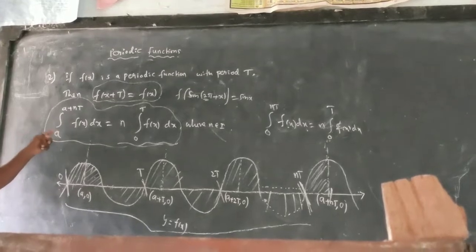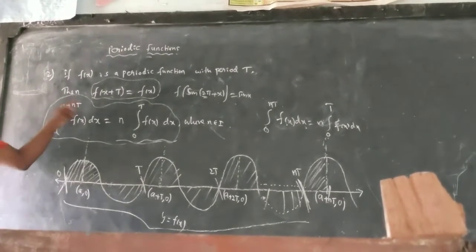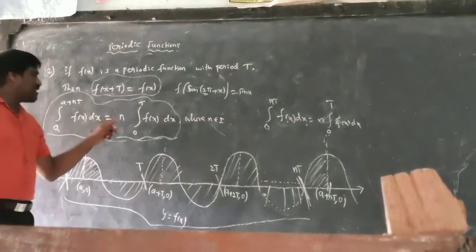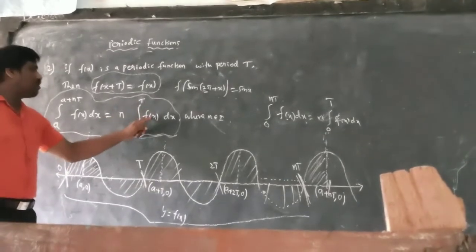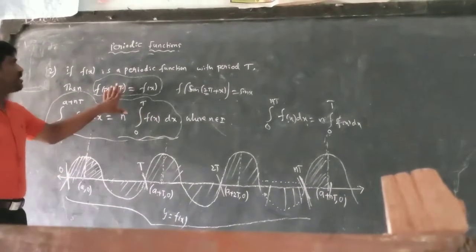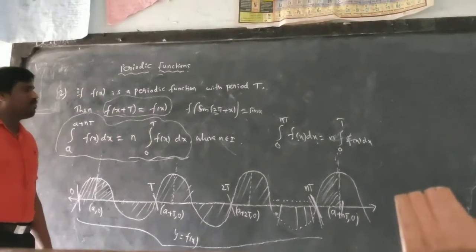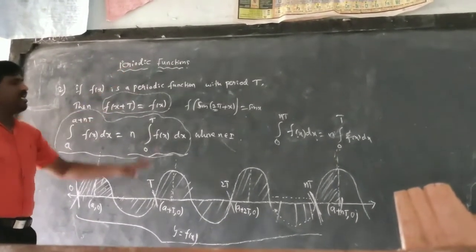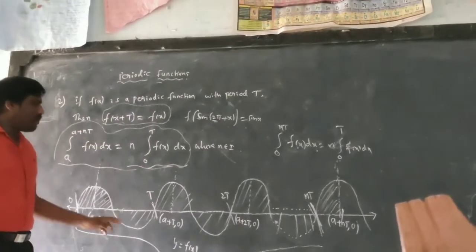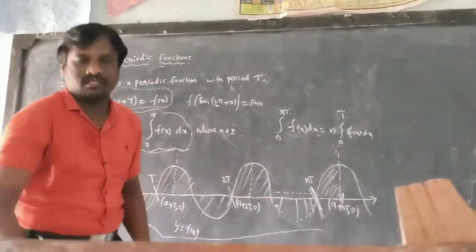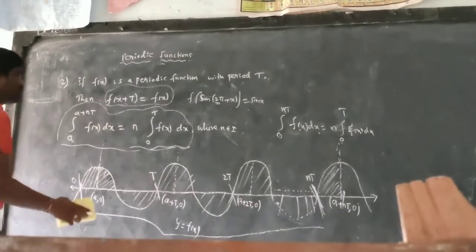So instead of 0, whenever you have the integration from a to a + nT of f(x) dx, it can be written as n times the integration from 0 to T of f(x) dx. This is property number 2 on periodic functions. Hope you understand. Let us see some questions on this. I will explain one question based on this.